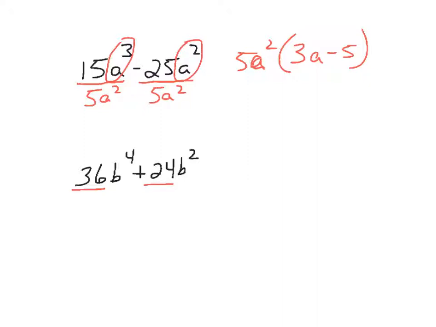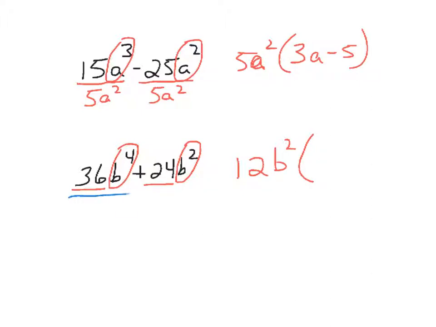I have a 36 and a 24, and a common factor of 36 and 24 is 12. Then I'm going to take a look at my algebraic expressions, just the b to the fourth and b squared. The common factor between both of those is b squared. So now I just need to figure out what do I have left.